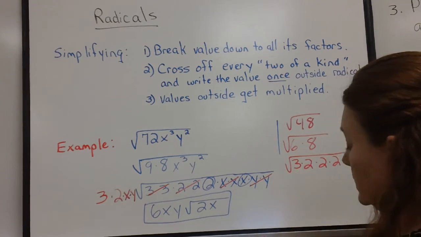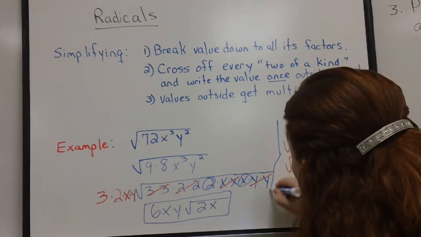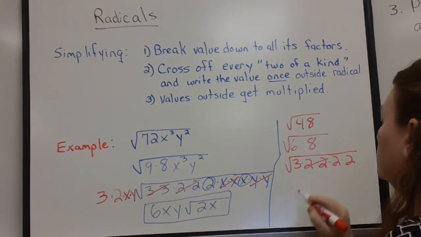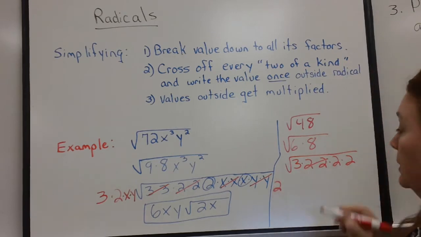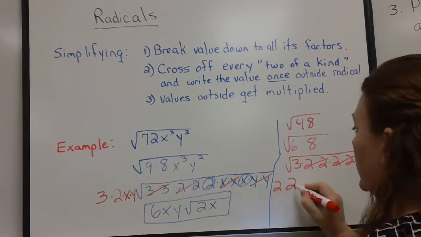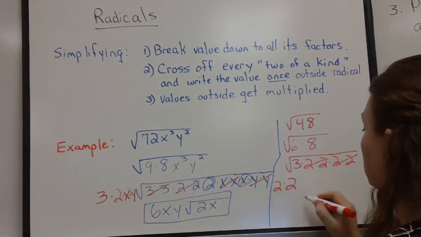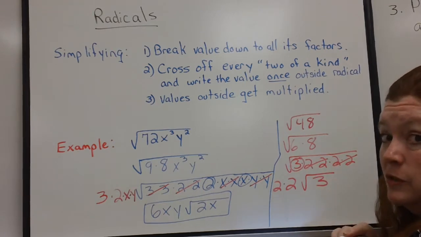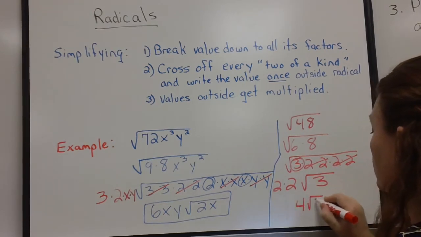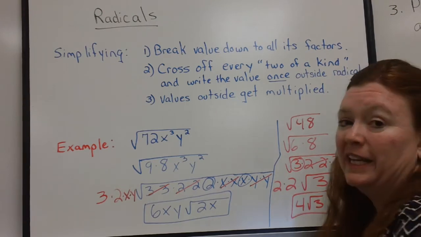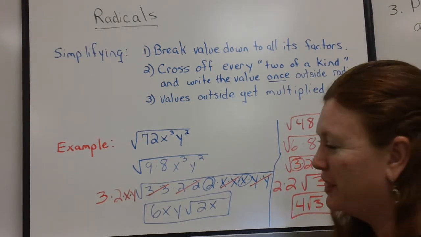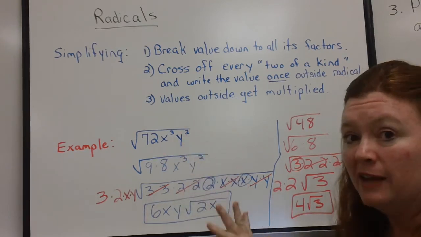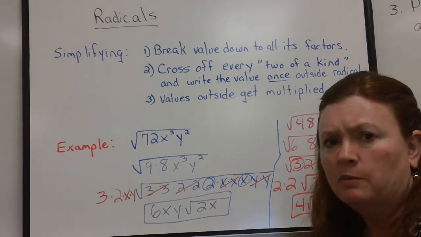Well, I better fix this because I'm going to need a little room. That's not going to be enough. Oh well. I have a pair of 2s, and they're going to go to the outside. I have another pair of 2s, and they're going to go to the outside. And those are going to get multiplied. And underneath, I still have this 3. 2 times 2 is 4, times the square root of 3 is my final answer. I guess that might have been a little bit better to start with than a complicated one like this. But I wanted to make sure I gave you every kind of option that you might run across.